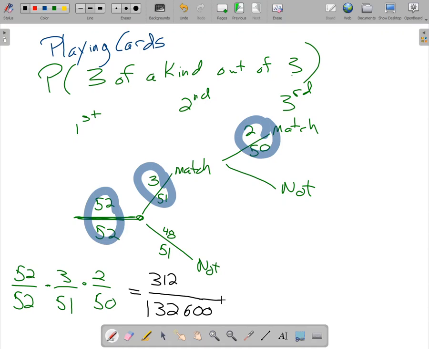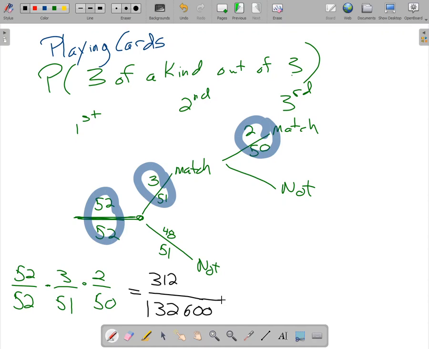Out of all possible 3-card hands we could deal from the deck, there are 132,600 possible groups of 3, and they're all different. And there are 312 ways to get 3 of a kind: 3 aces, or 3 twos, or 3 threes, and so on, up through all the different possibilities. Because there are 52 different cards to choose from, any one of those matches with 3 other cards, and then from those there are 2 others you can match with, and that gives all the possibilities.